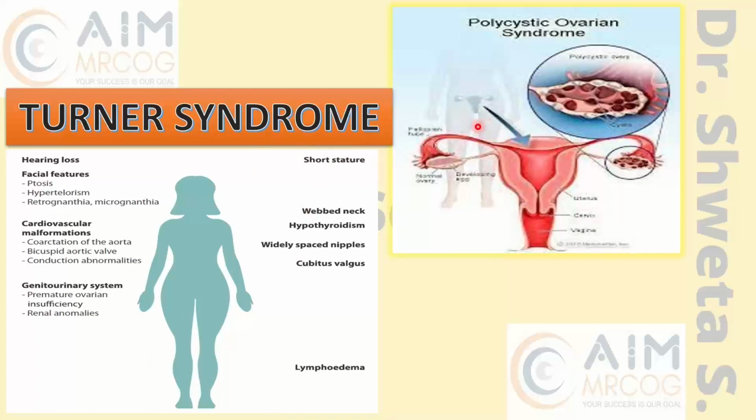In PCOD, it is the dysfunction of hormone. It is not failure, pituitary failure, or ovarian failure, or hypothalamic failure. So there will be normal FSH and normal estrogen. So you don't confuse PCO with all these things.